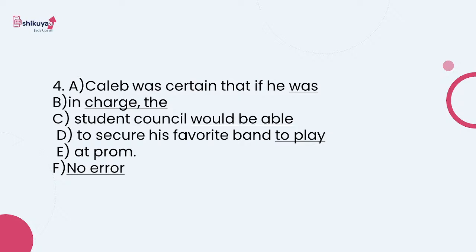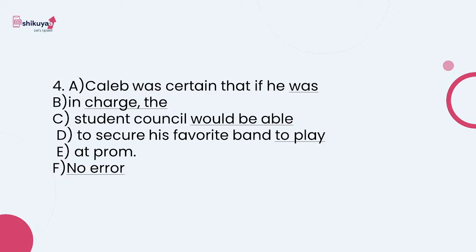Okay, now if you see in part A, the underlined word is was. In part B, it's in charge. In part C, it's would be able. In part D, to play. Okay, so we have to identify where is the error. Now students, if you remember the previous sentence, if I were the principal, this question is also of the same category. Okay, because again there is a hypothetical situation, because this Caleb is not, you can say, in charge of the student council. So it is just imagination.